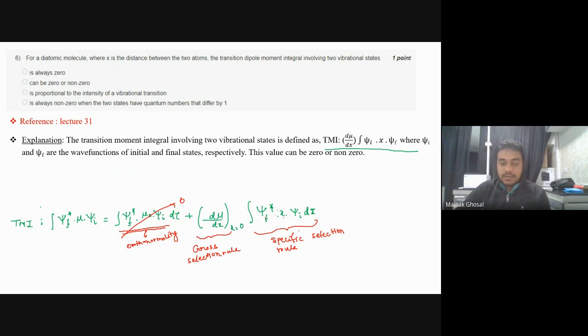There will be no x here. This will be r minus r 0. Just consider that x equals 0, that means r equals r equilibrium.